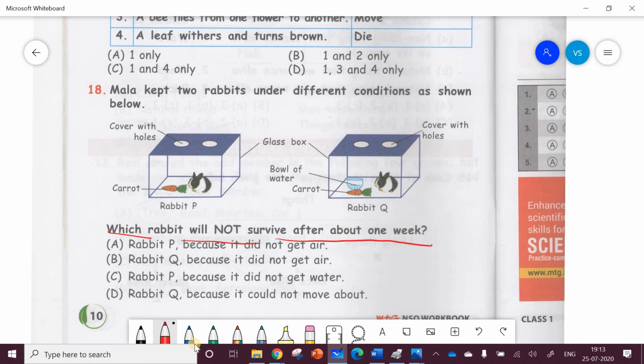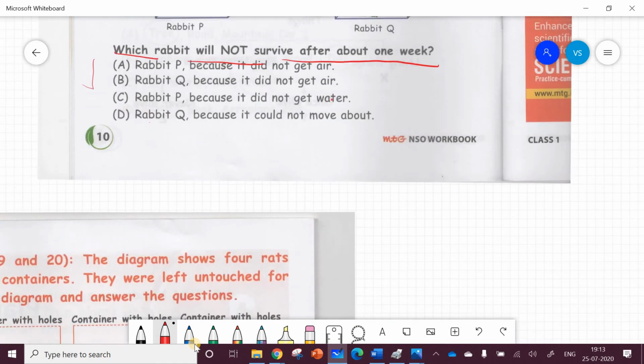Option A says rabbit P because it did not get any air. Or rabbit Q because it did not get any air. Rabbit P because it did not get any water. Or rabbit Q because it could not move about. The C answer is perfect, Avnish. You can put a tick if you want to there. Yeah, that's fine. Let's see.